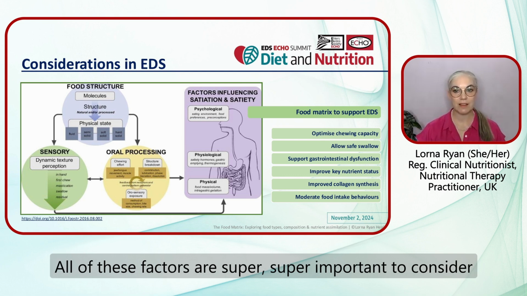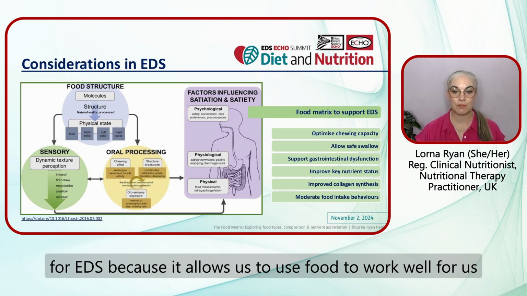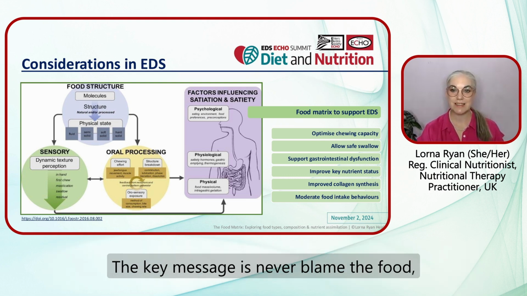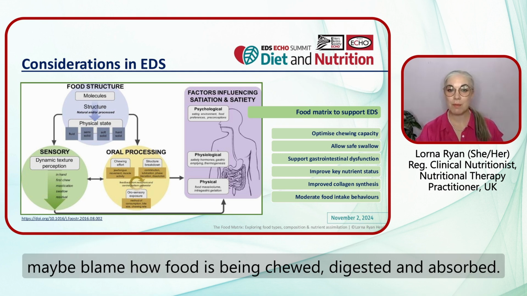So all of these factors are super, super important to consider for EDS because it allows us to use food to work well for us and hopefully mitigate any negative symptoms or improve symptoms. So the key message is, never blame the food, maybe blame how food is being chewed, digested, and absorbed.